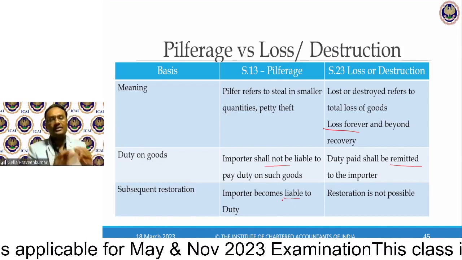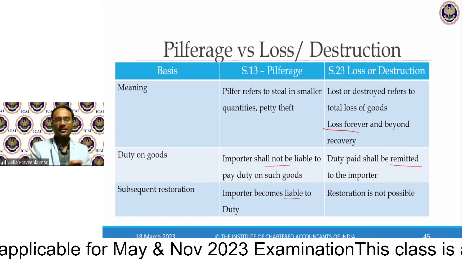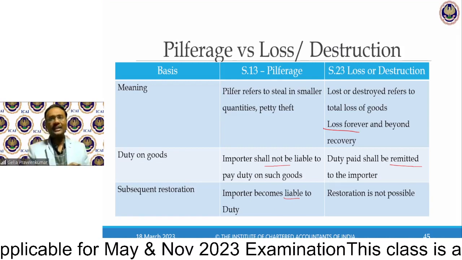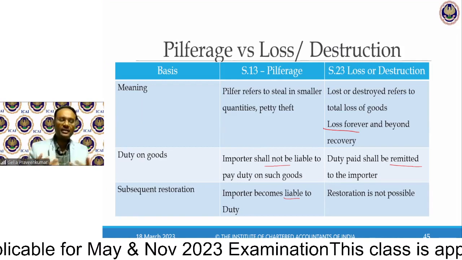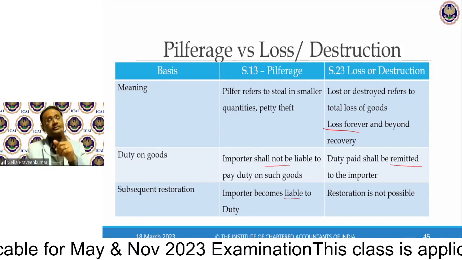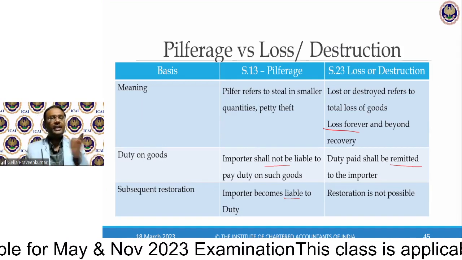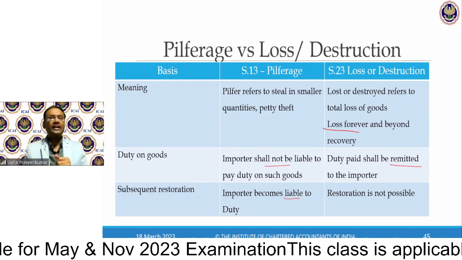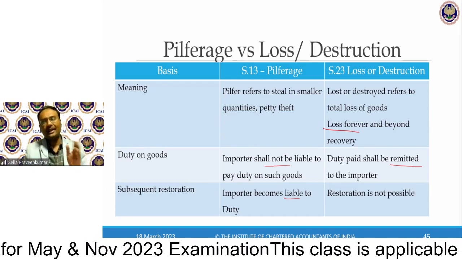Out of 12 bottles, if 1 bottle is restored back, I cannot say it is not liable; I have to pay the customs duty. Restoration in case of Section 23 is highly impossible. When there is an accident or a natural calamity, how can the goods be restored back? It is not possible. Examination: differentiate between pilferage and loss or damage under Section 23. A 4 marks theory question, differentiation can be expected.